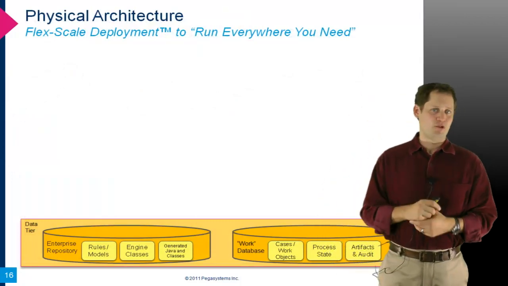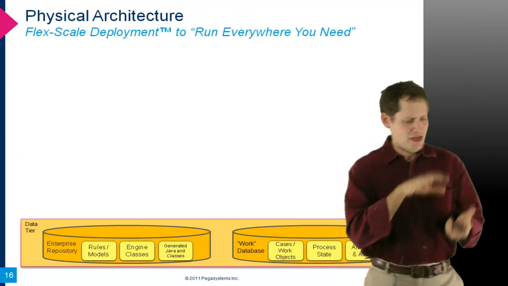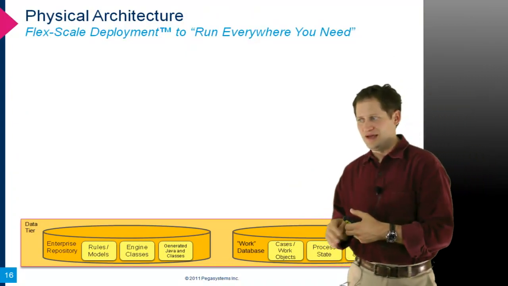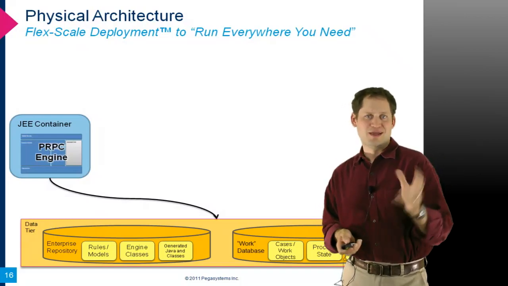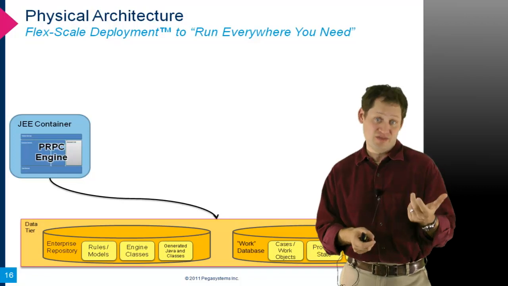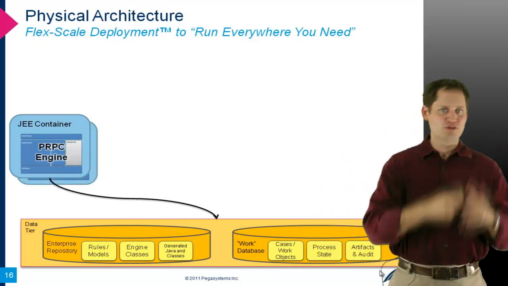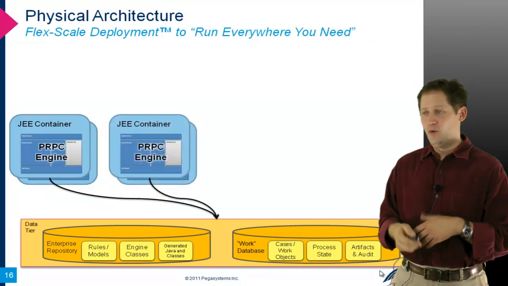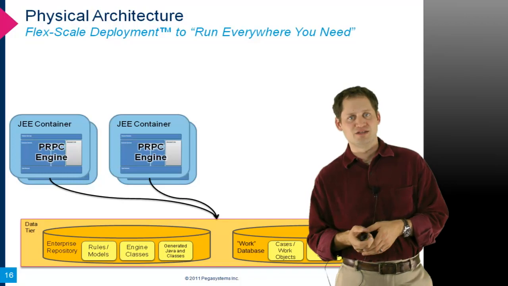When you think about the physical architecture of how this deploys, as we've said, we've got the enterprise repository, the work database. Pega is designed to support vertical and horizontal scaling, so I can run multiple PRPC engines, and in this case an engine is really just a JVM running Pega. I can scale those vertically by bringing up more JVMs on the same piece of hardware, or horizontally by bringing up new pieces of hardware running Pega JVMs.